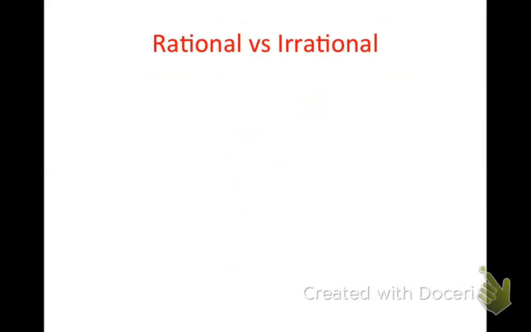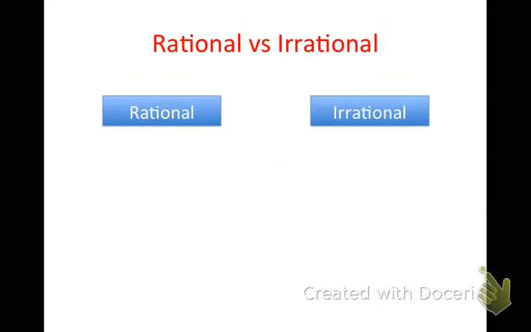And we're going to first start by comparing rational numbers and irrational numbers with one another. And I'm going to go ahead and give you a definition that you ought to be familiar with for rational numbers. Okay? A rational number is any number that can be written in this form.